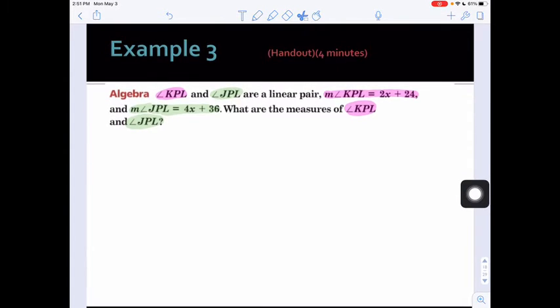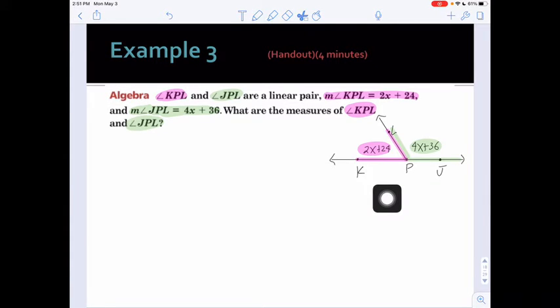Example 3 says angle KPL and angle JPL are a linear pair. The measure of angle KPL is equal to 2x plus 24, and the measure of angle JPL is equal to 4x plus 36. What are the measures of angle KPL and angle JPL? Anytime you are given information that could include a drawing, but the drawing is not given, it's important to try to draw the image yourself.